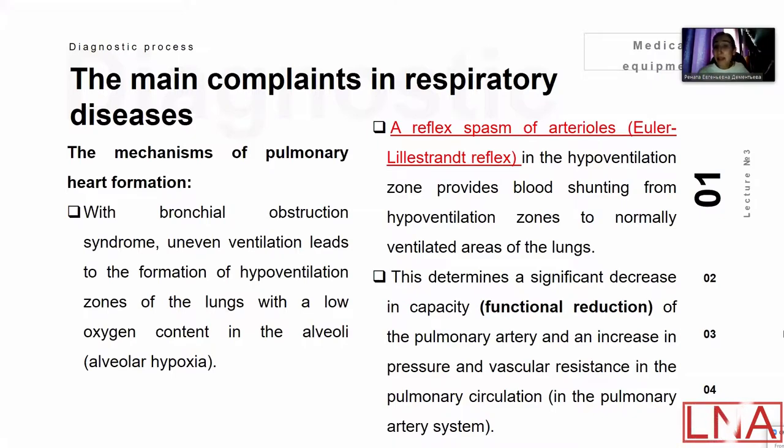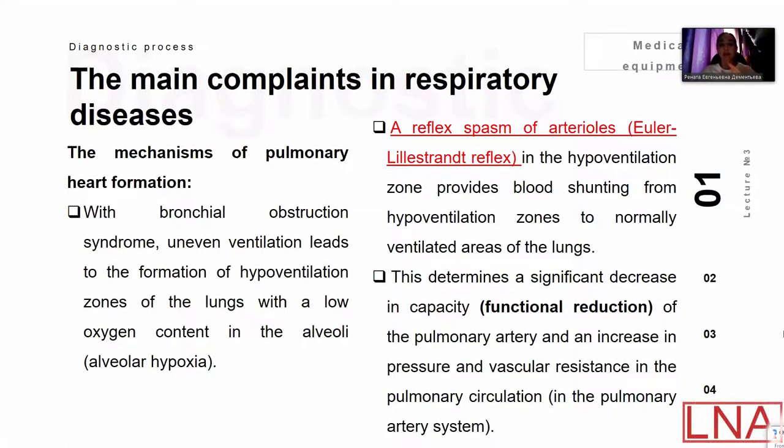Because all blood, which normally circulated on healthy lungs from both sides, is shutting out, maybe from one side to another, and circulated in a more limited zone. Yes, and this zone is less than the normal volume of all lungs, and it leads to increase in pressure in these normally working vessels, and it can lead to increasing vascular resistance in the pulmonary circulation, and in general, in the pulmonary artery system.